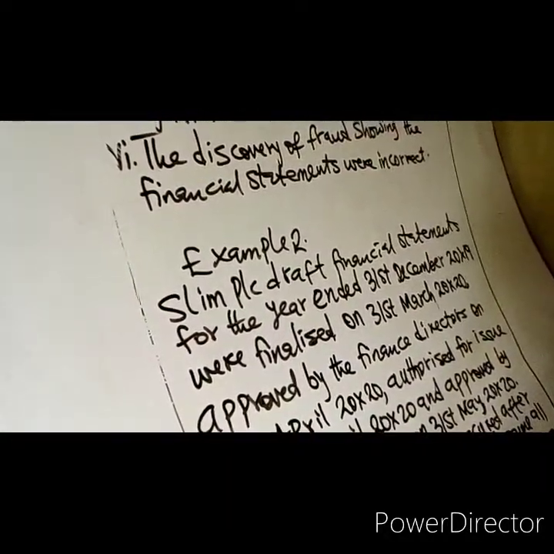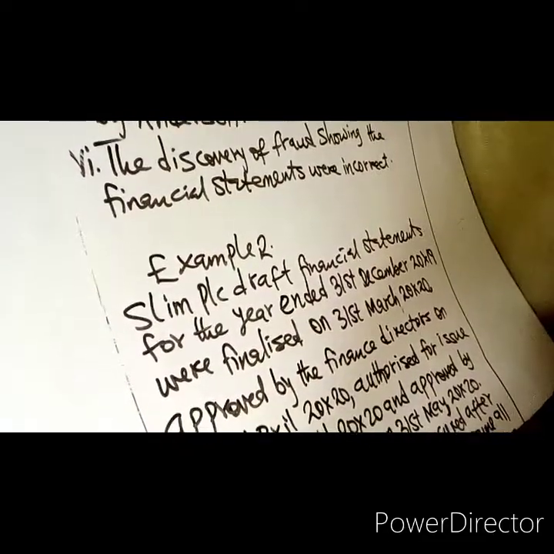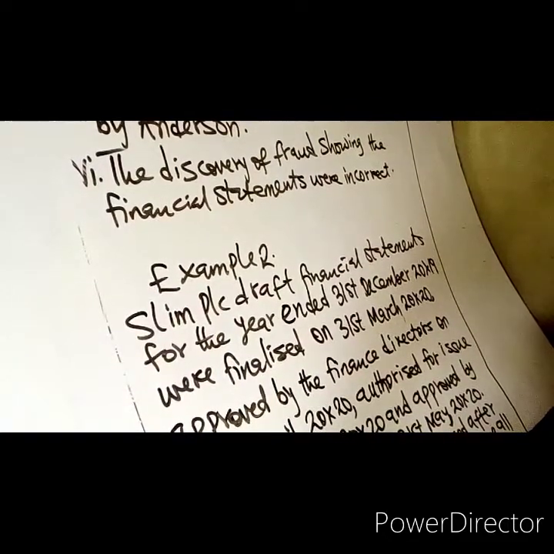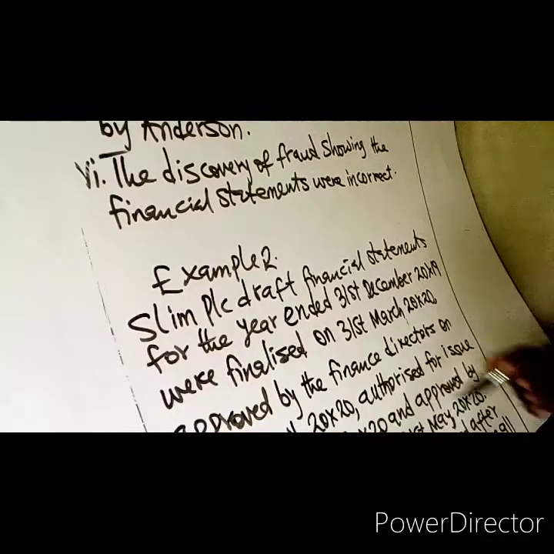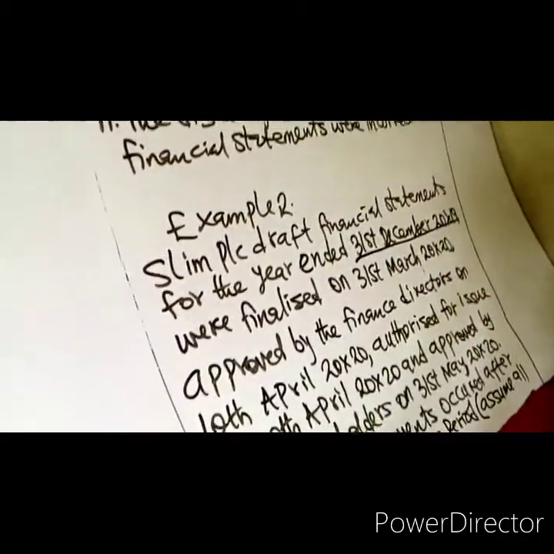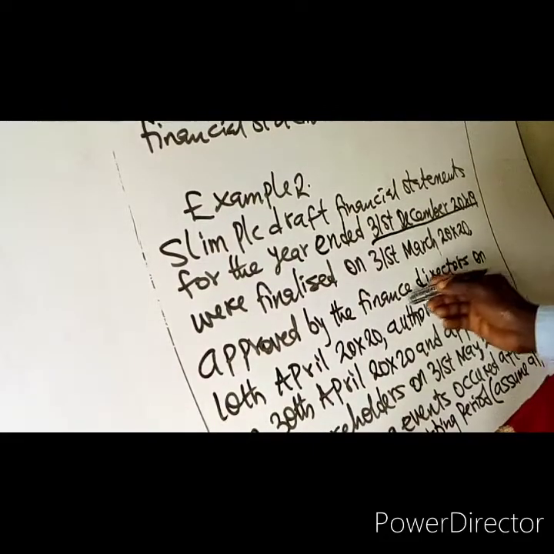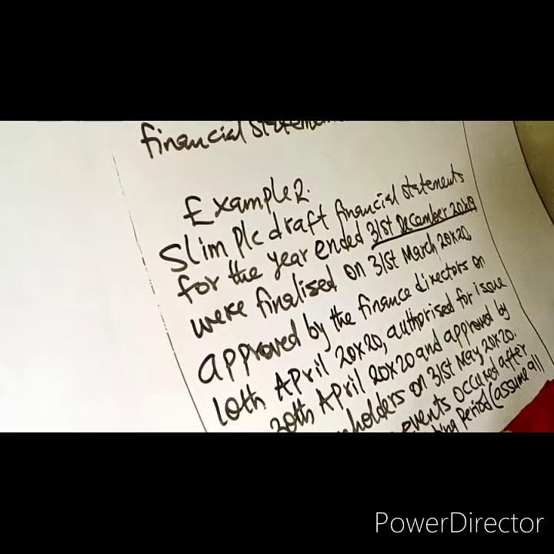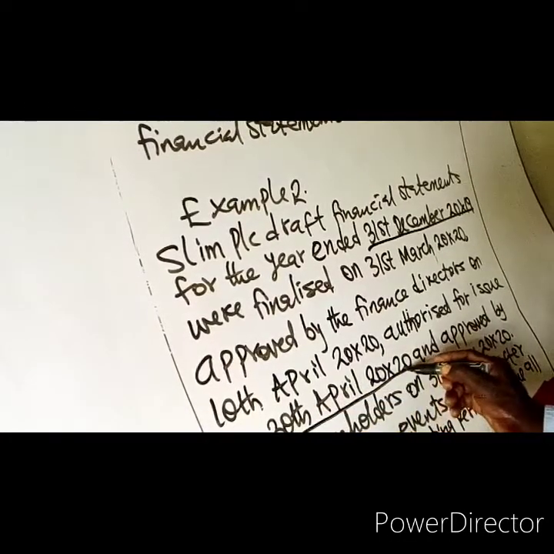Example two. Slim PSC draft financial statements for the year ended 31st December 2019 were finalized on 31st March 2020. So they finished the financial statements for the year ended, and the year end is the reporting date. This is the day they completed the preparation of the financial statements. Approved by the finance director on 10th April 2020. Authorized for issue on 30th April 2020. This is the authorization date.